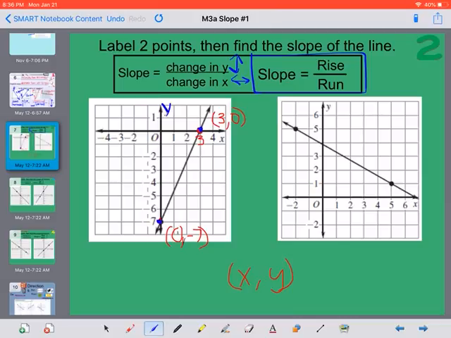We're just going to count from one point to the other, first up and down. So 1, 2, 3, 4, 5, 6, 7. We went straight up, 7. And then straight left and right, 1, 2, 3. So our slope is 7 over 3. That is our angle of our line.